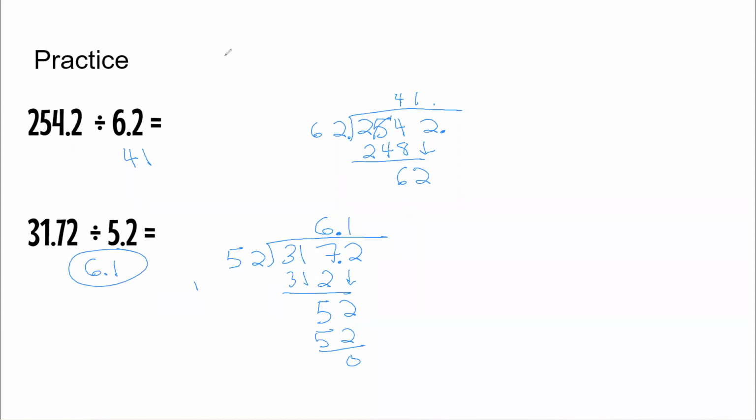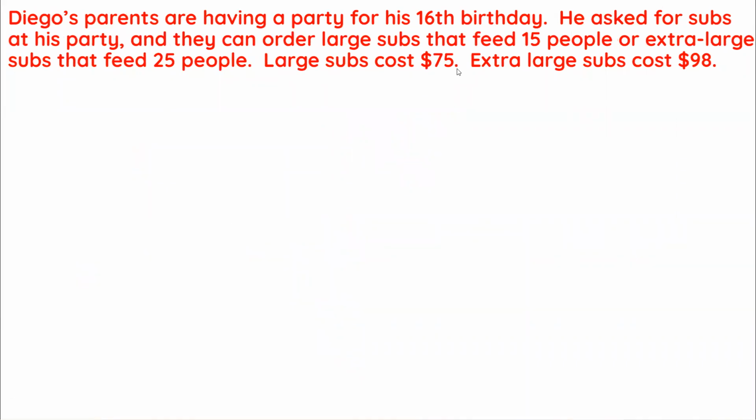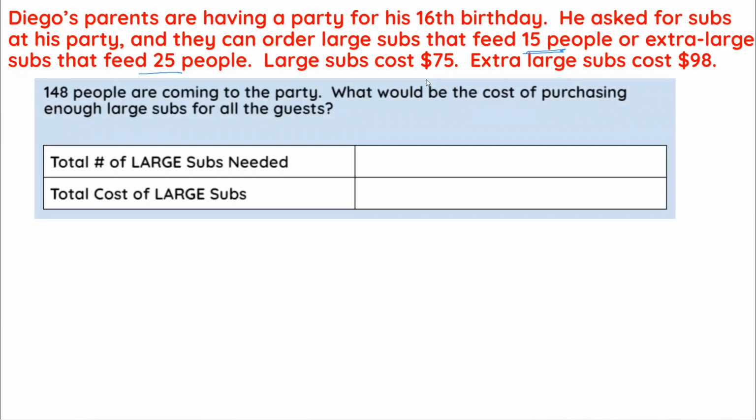All right, so let's see what's on our next slide. Oh, a word problem. Everyone loves word problems, right? All right, so let's find out what's going on. Diego's parents are having a party for his 16th birthday. He asked for subs at his party, and they can order large subs. Those large subs, it looks like, feed 15 people, or extra large subs feed 25 people. Large subs are $75 each, and extra large subs are $98. Hey, I'd love for you guys to pause the video and see if you can do these problems by yourself. All right, so let's look at them together.